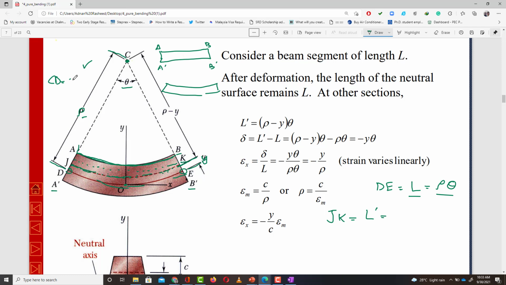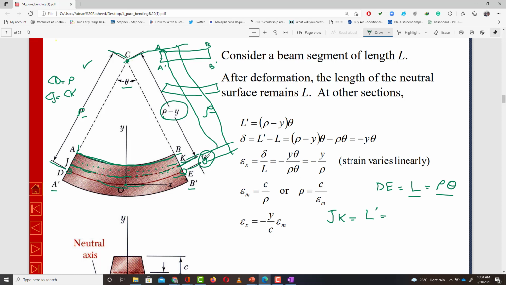CD was rho. Clear? Now CJ or CK, this CJ or this CK is the same. This is equal to rho minus Y. This total, from this point till this point, is rho. Clear? So you want to find the distance from this point till this point, so you have to subtract this Y from rho. So this distance is rho minus Y.